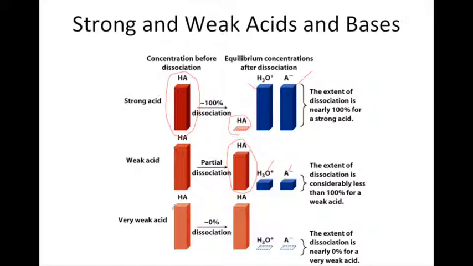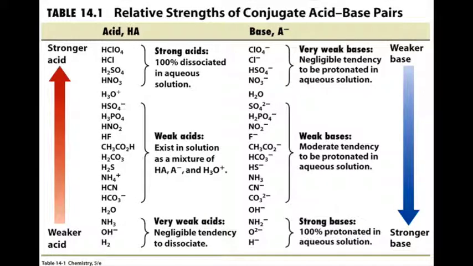And then very weak acids are things that basically produce almost no hydronium or A minus, since there's almost zero dissociation. So let's look at this table, this chart here. Here we have a list of acids. Up top we have very strong acids. Down at the bottom we have weaker acids.